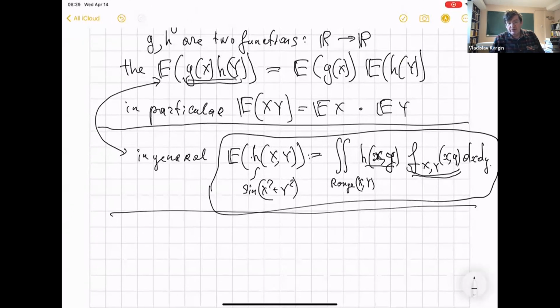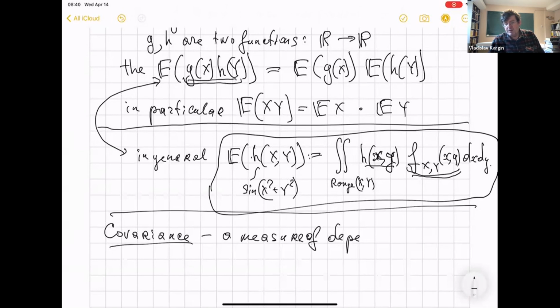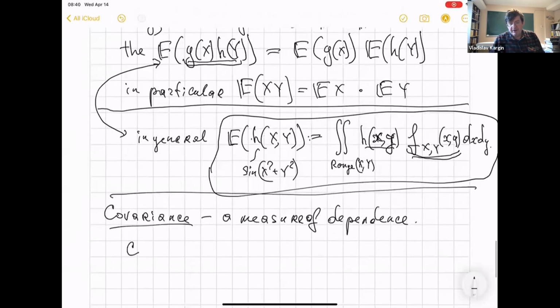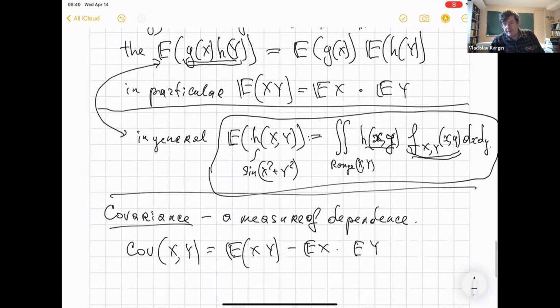So now what about covariance? This is a repetition. It's a particular measure of dependence. Everything goes from now on as before. It's defined like that: covariance of x and y is equal to expectation of x multiplied by y minus expectation of x multiplied by expectation of y.